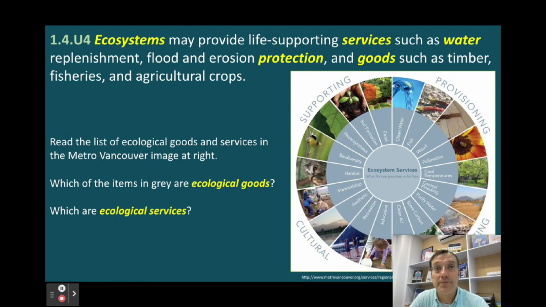Some of the things that might be ecological goods are, of course, the food, what we can get for both ourselves or for other organisms living in the ecosystem. That is an ecological good. Clean water is a good produced by the service of water purification. Wood is a good, and growing the wood is an ecological service that produces another good, like the habitat.